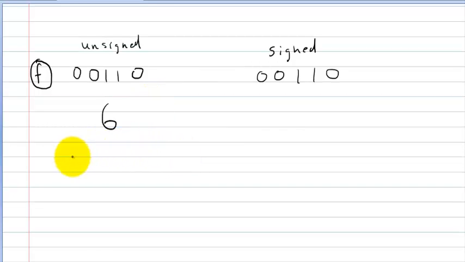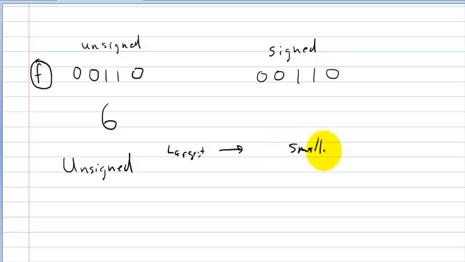you'd say for the unsigned, from largest to the smallest, you would get A, C, D, E, B, and F.